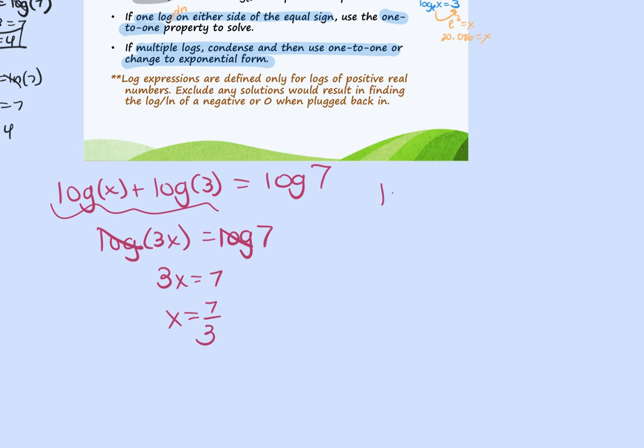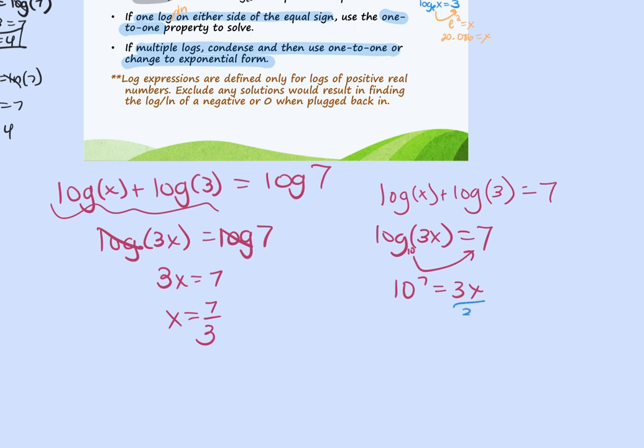Let's say there was only one side of this and not a log on the other side. I would still condense the left side. And now from here, I only have 1 log, so I convert this to exponential. So my base would be 10. I would get 10 to the 7th power equals 3x, and then I would take my 10 to the 7th power, which is obviously huge, and divide by 3. That's 3,333,333. We don't need to go all the way out, but that's how you would do it.